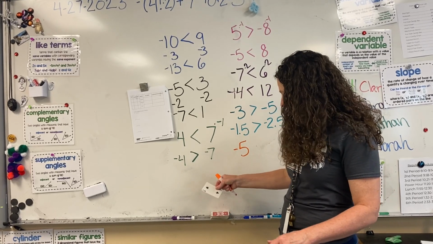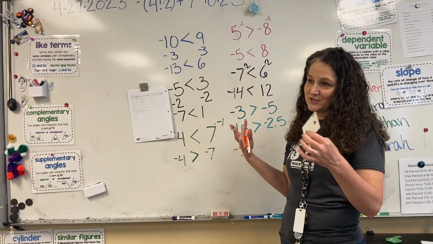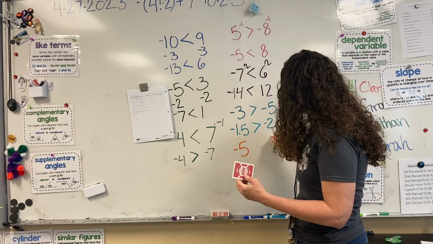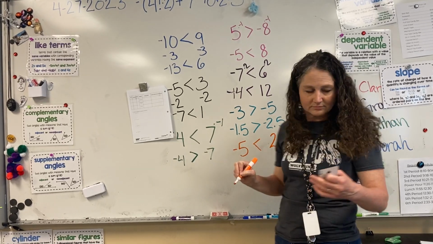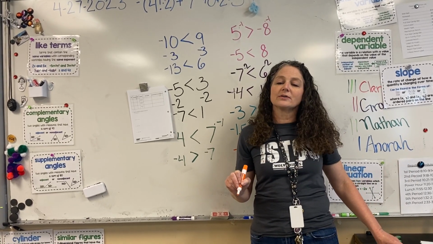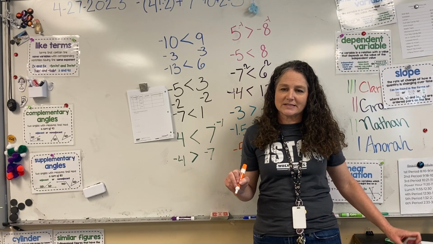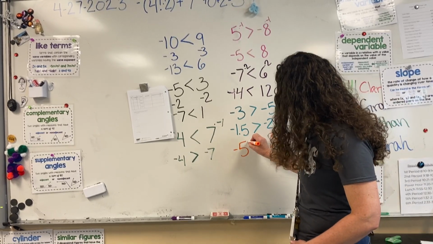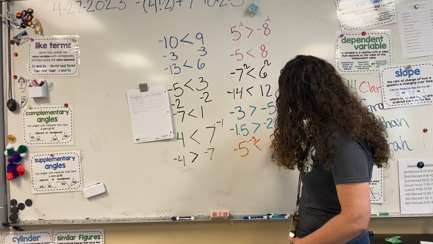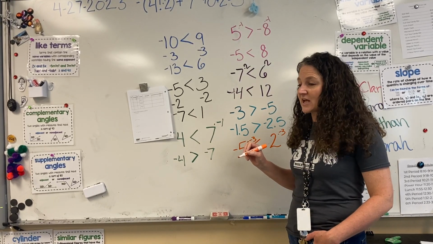Well, 5 plus 2 is 7. But this is still 2. And then 2 is greater than negative 5. All right, we're going to multiply by negative 3. So what's our prediction, guys? Change. Think it's going to change?